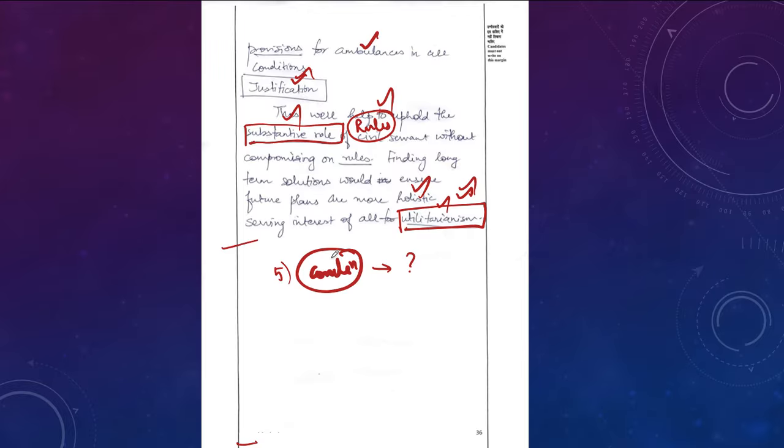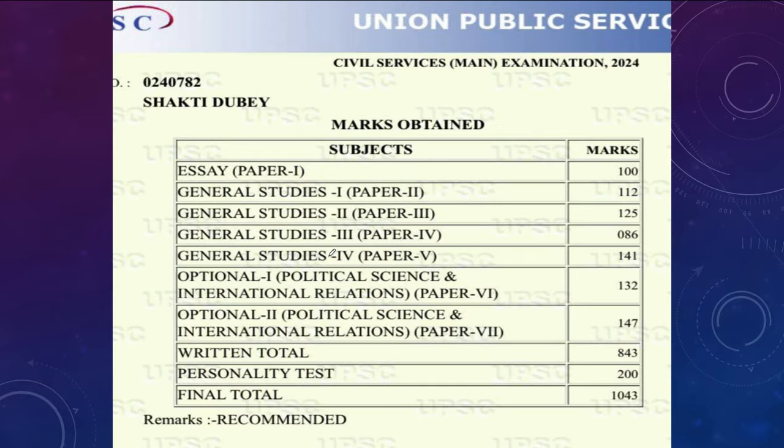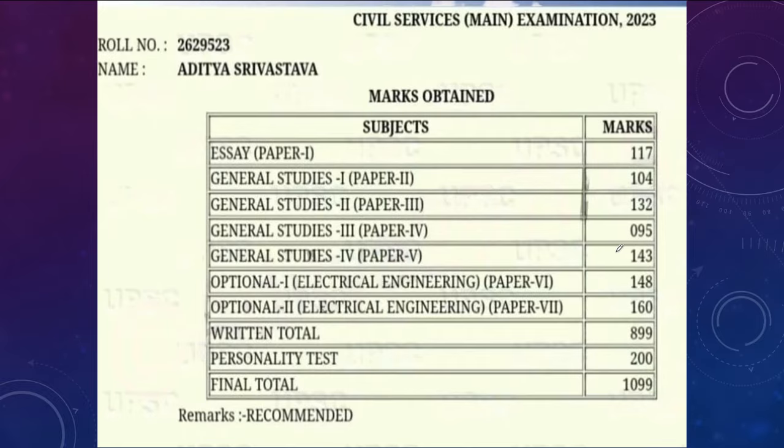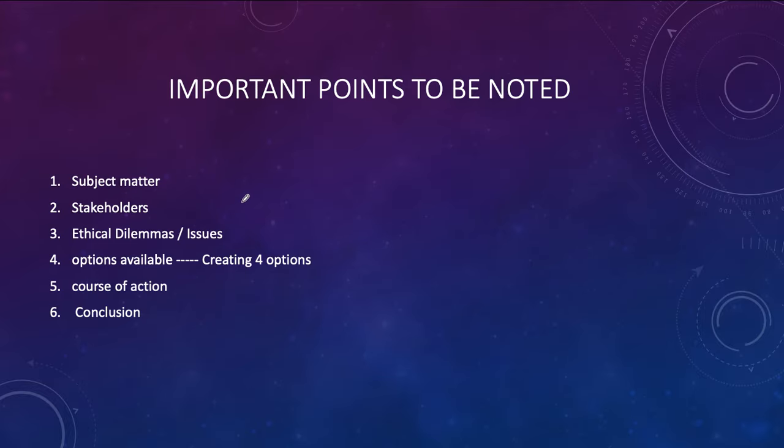So these are some of the things which you can learn from these two toppers' answer copies and incorporate in your answers. If you look at the marks, Shakti Dubey has got 141 marks, and Aditya Srivastava has got 143, mainly because of that balancing approach and humanitarian approach. Not only that, he has also quoted moral thinkers, which is really missing in the case of Shakti Dubey. If you could also do all these dimensions in your answer, you will have a lot of extra marks.